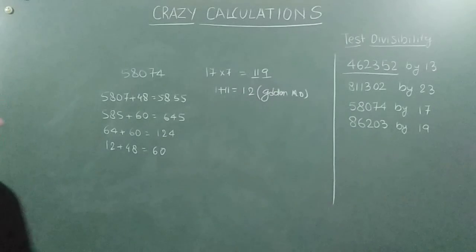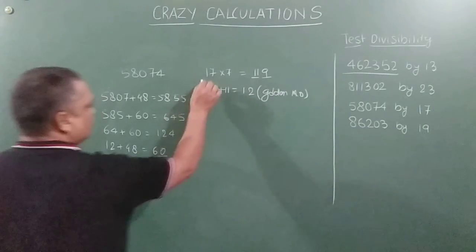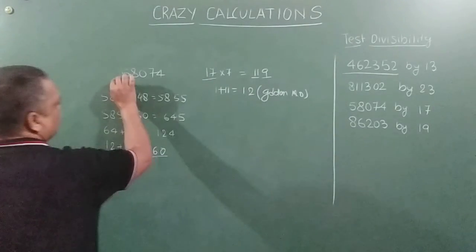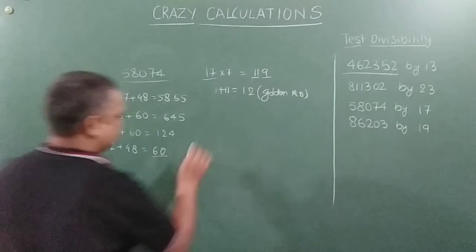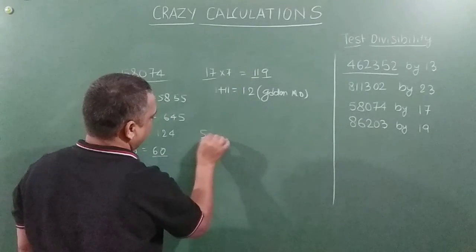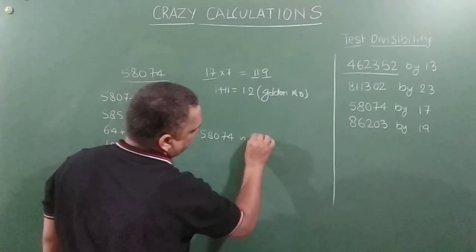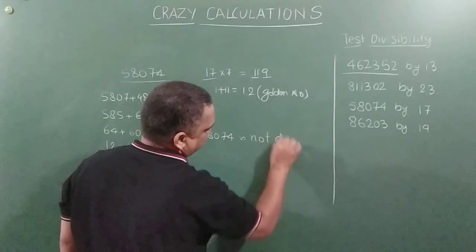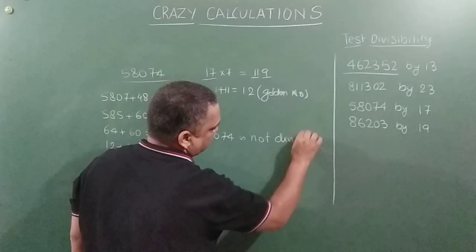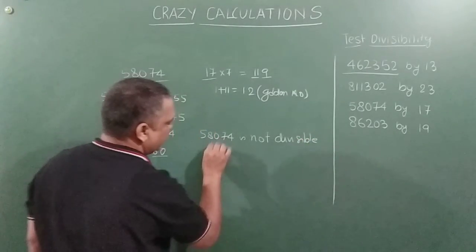Right? We stop here. This 60 is not divisible by 17. So hence this number is not divisible by 17. So we write: 58074 is not divisible by 17.